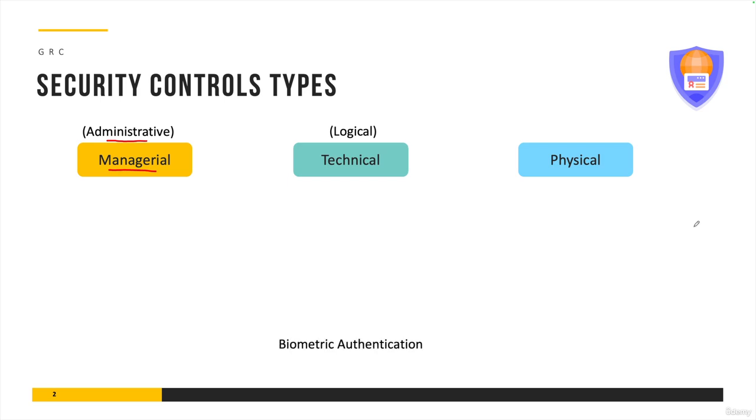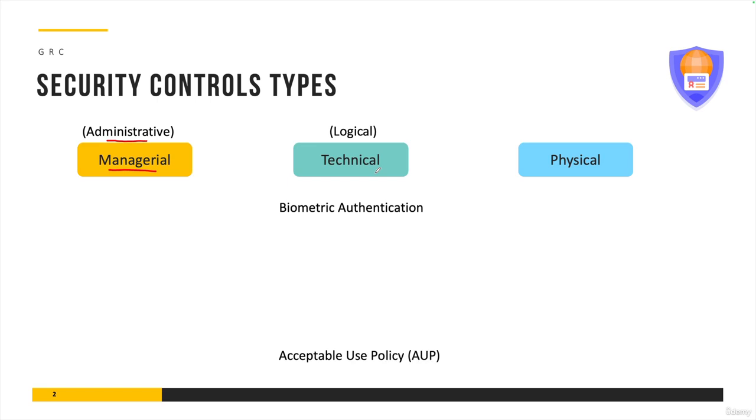The first one is biometric authentication. Is it a managerial control? Is it a technical control? Or is it a physical control? I'm going to wait for a couple of seconds so that you can think about it. Okay, if you guessed it correctly, then excellent. It's basically a technical control. It's not a managerial or administrative control because we are not defining policies or processes. And it's not a physical control as well. It's a technical control.